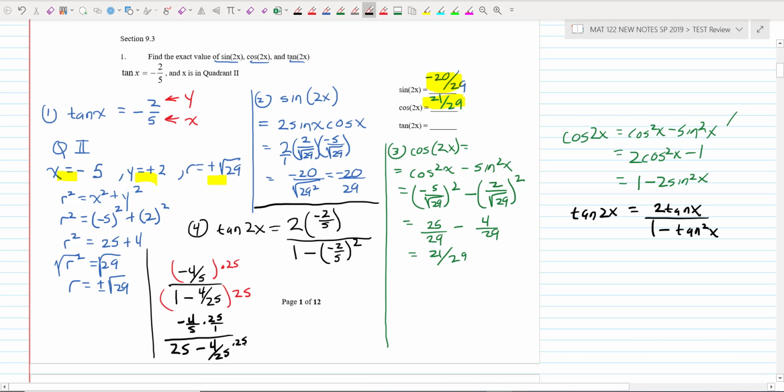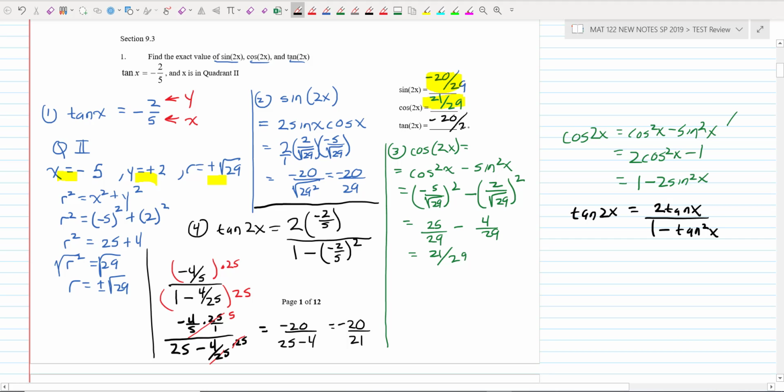You can do some of this in your head if you want to. Notice the numerator: 25 divided by 5 is 5, so you would end up with negative 20 in that numerator. And then the denominator, you would have 25 minus 4, because the 25s divide out to give 1. So it looks like the answer to the problem is negative 20 over 21.